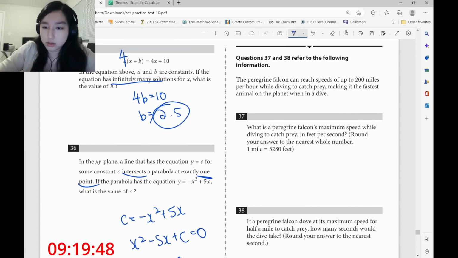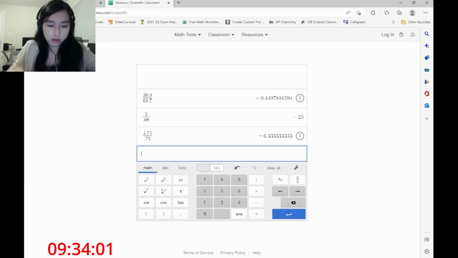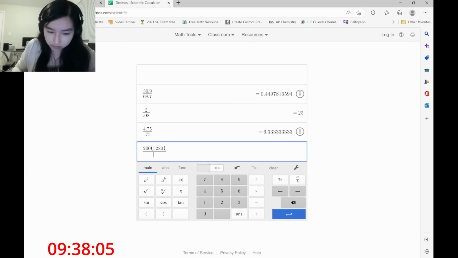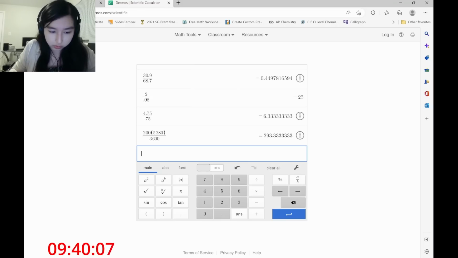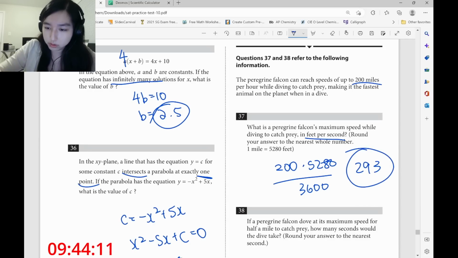Alright, let's look at this. Speed, feet per second. What do we know? 200 miles per hour. 200 to, what's miles? How many miles? Oh, there we go. 5280. But this is still in hours. You've got to divide by 3600. So 200 times 5280. Divide by 3600. 293.333. Nearest whole number 293.